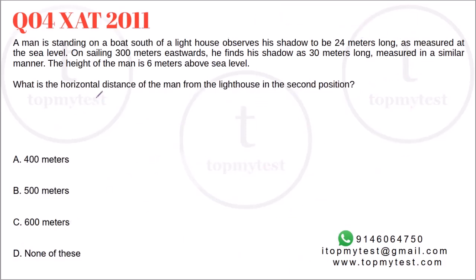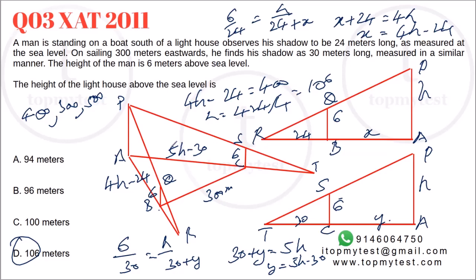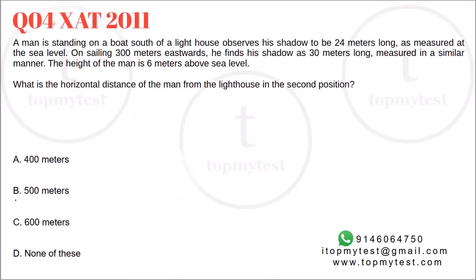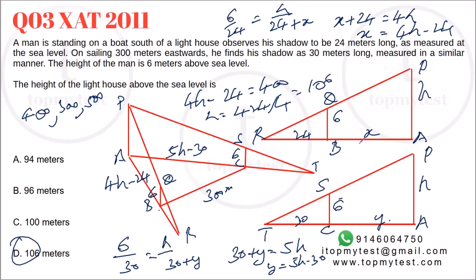And what's the second part? What is the horizontal distance of the man from the lighthouse in the second position? Horizontal distance of the man in the second position. 5H minus 30 is 500 meters. Option B. Be a little patient. Project the diagram. Job done.